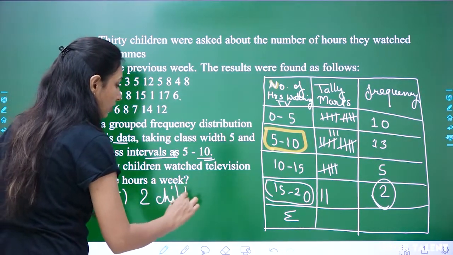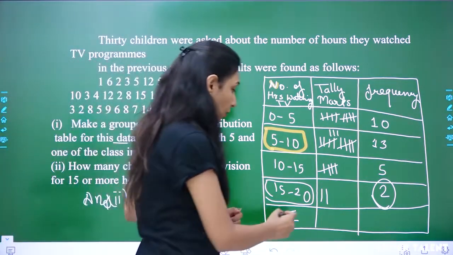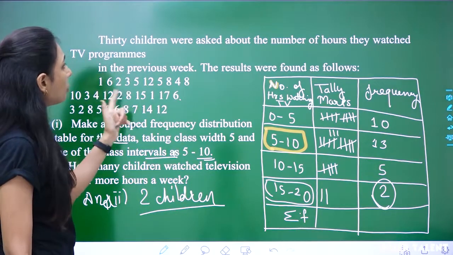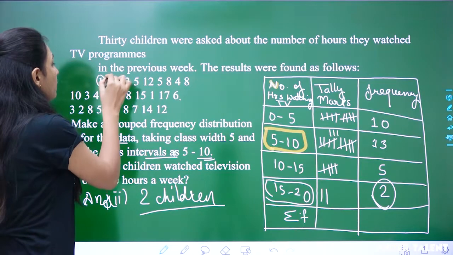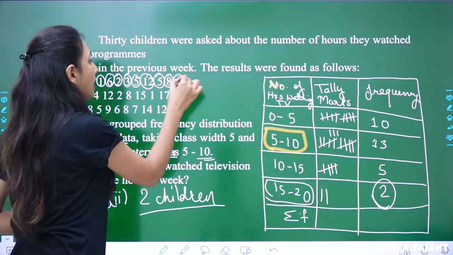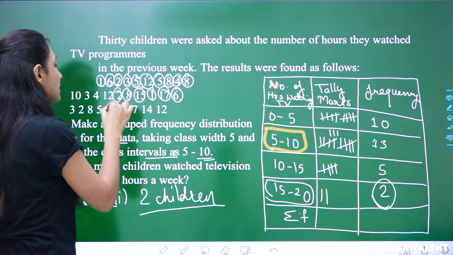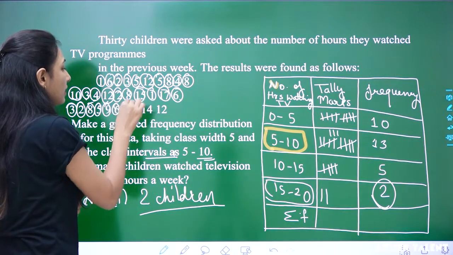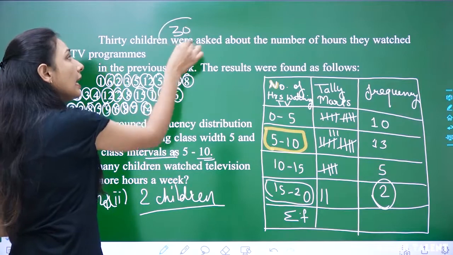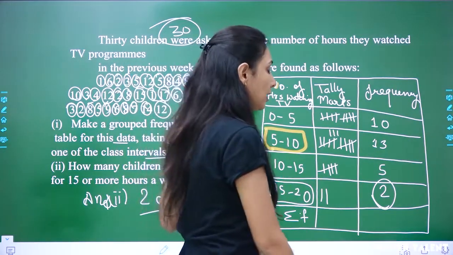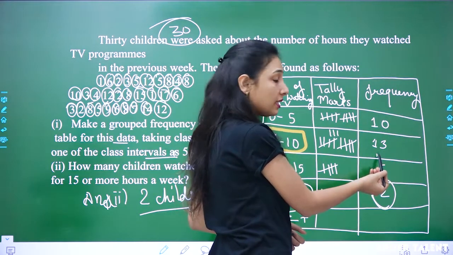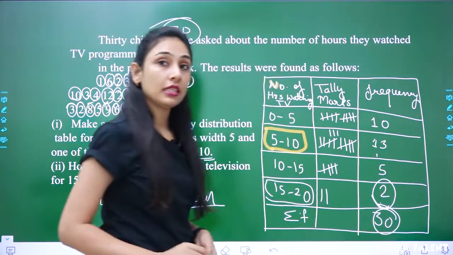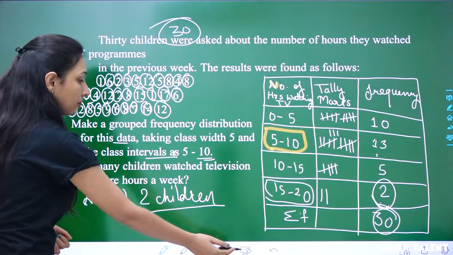One more thing I have told you about is the summation of frequency. What should be the summation of frequency here? That should be equal to the number of observations. Number of observations is the total students: 1, 2, 3, up to 30. Total number of students is 30. That means the frequency sum is going to be 30. You can see here 10 plus 13 is 23, 23 plus 2 is 25, 25 plus 5 is 30. So you are getting this 30 as your answer. Understood?